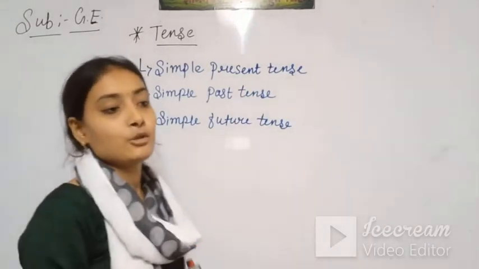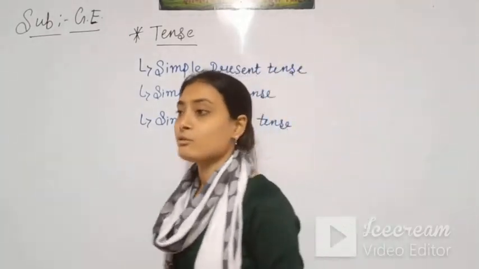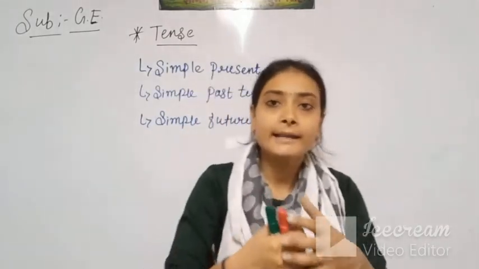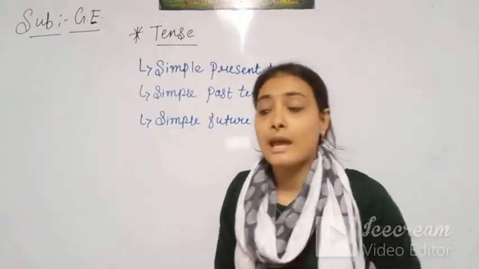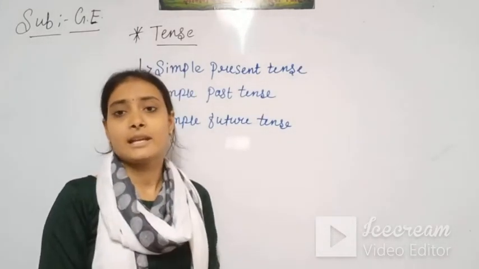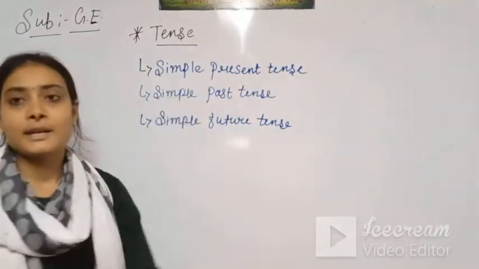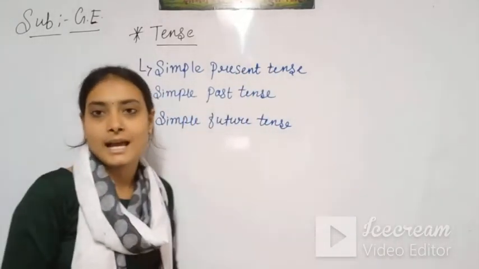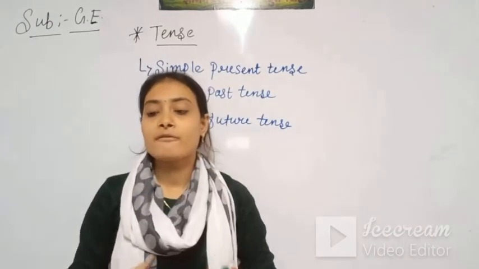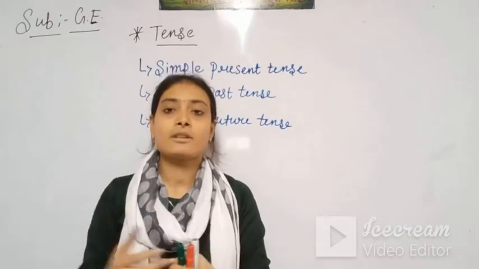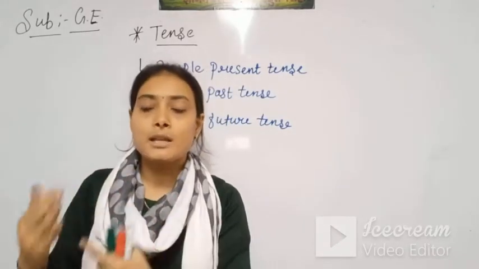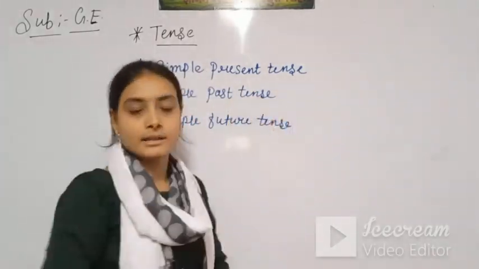Now, where do we use the present tense? If we are doing any activity at present, then we use the present tense. If we have to describe any past activities, yesterday's activities, or a year ago, a day ago or a month ago, then we use the past tense.